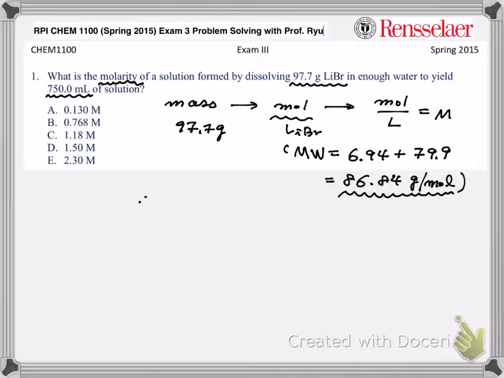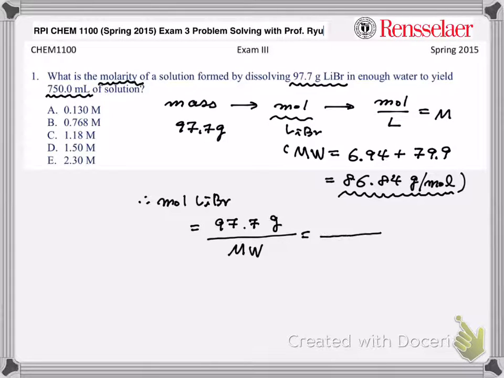So therefore, what you want to know, moles of lithium bromide, is mass, 97.7 gram, divided by their molecular weight, that's gram per mole. So 97.7 divided by 86.84. That will make you 1.13 mole of lithium bromide.